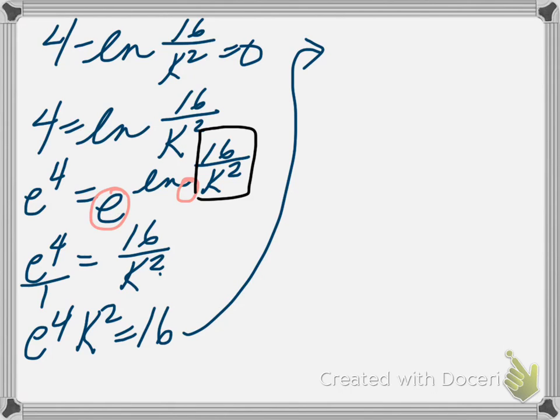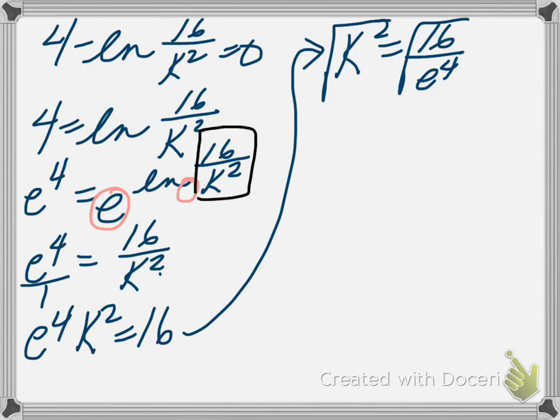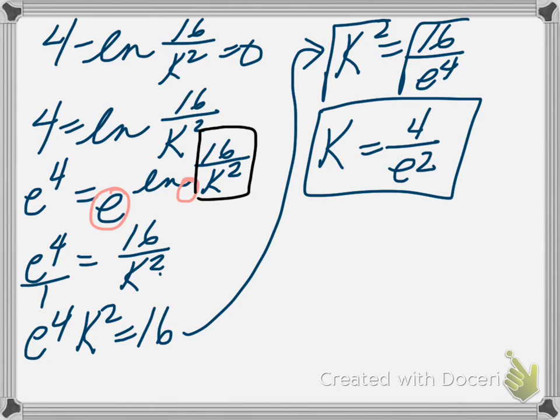Okay, we're trying to get the k alone, so I divide both sides by e to the 4th. And then I can take the square root of both sides. And that was the final answer, and that was worth 1 point.